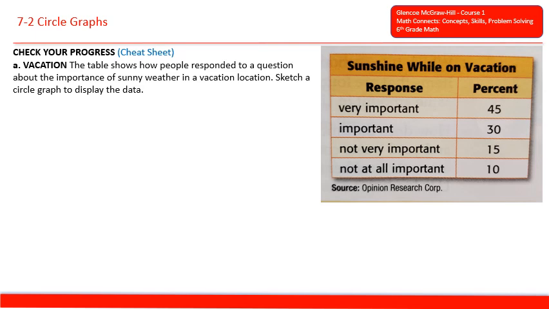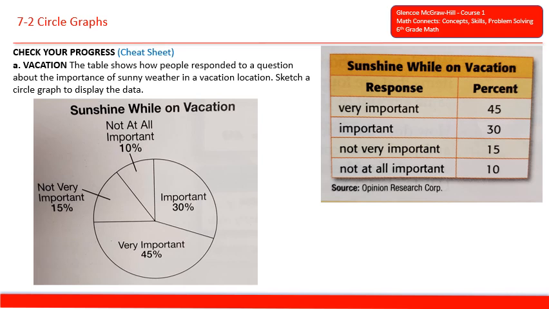Check your progress. The table shows how people responded to a question about the importance of sunny weather in a vacation location. Sketch a circle graph to display the data. So we have very important 45%, important 30%, not very important 15%, and not at all important 10%. So if we sketch it out, we can say, okay, very important 45%, that's slightly less than half. So notice that it's not a straight line across, goes halfway straight and then cuts, right?